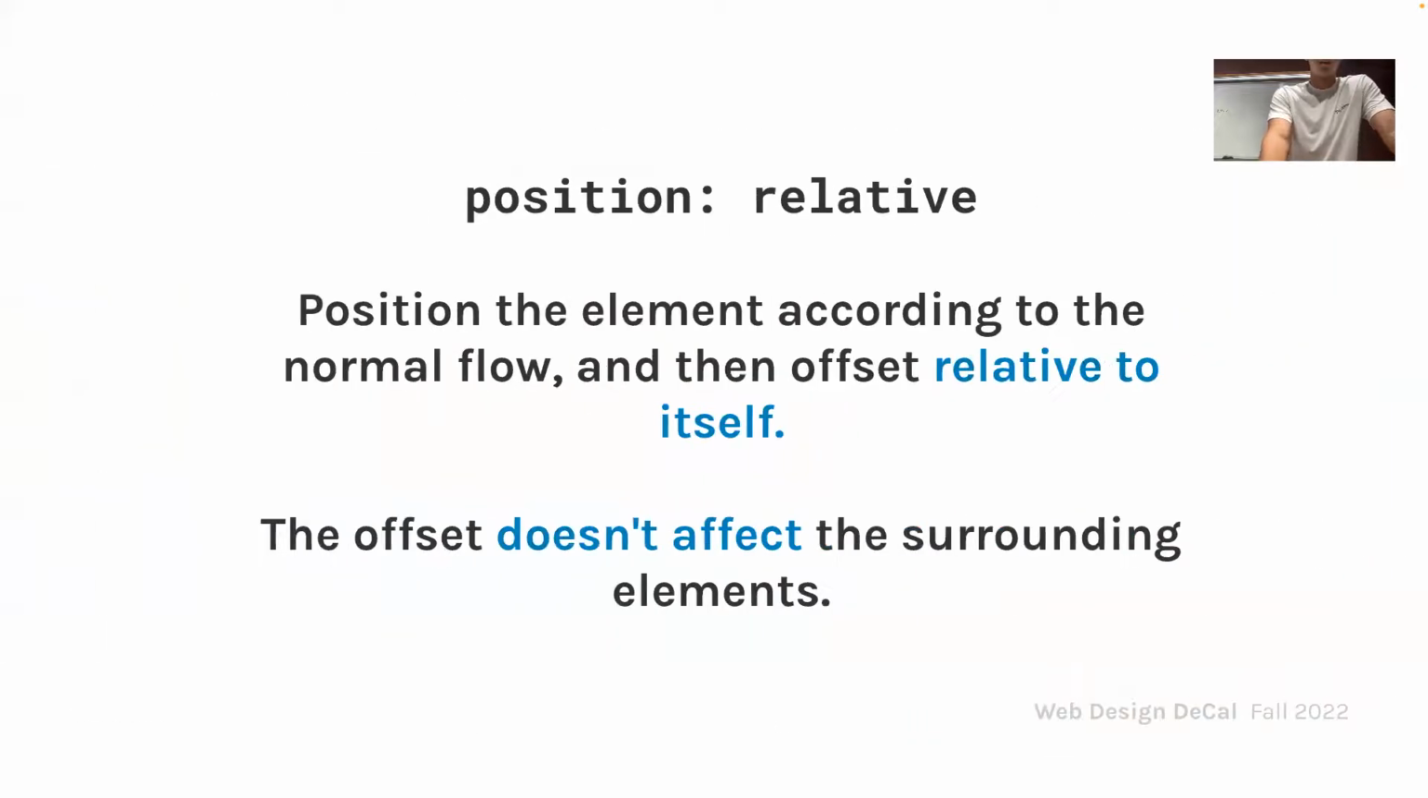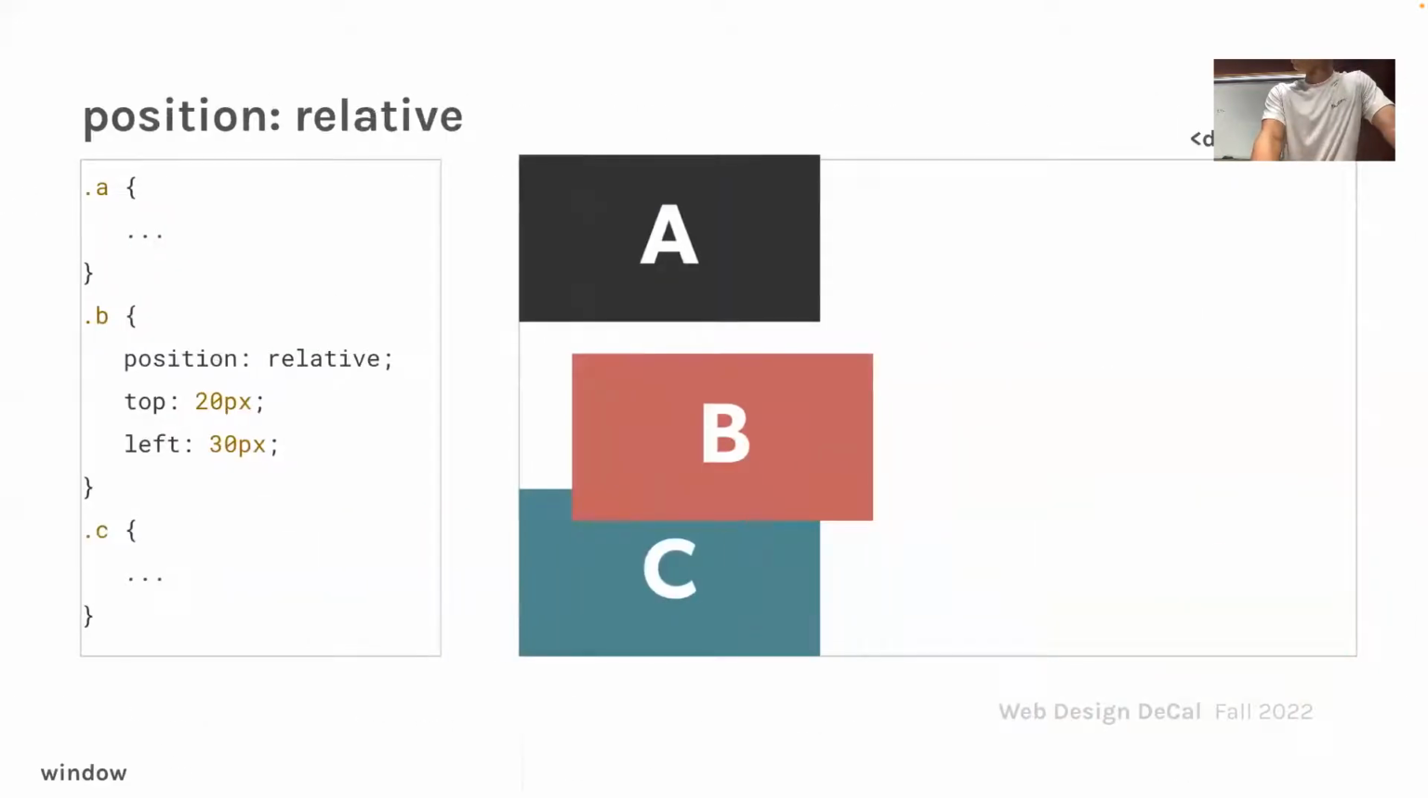So we can get into position relative. As I said before, it positions the element according to normal flow and then offsets it relative to itself, as in where it should have been if it was just flowing normally. And the offset doesn't affect any of the surrounding elements. I think this would be best demonstrated with an example. Say we take box B and then we have position relative. This is the same CSS property and value that we've seen before. And then top 20 pixels. So we add 20 pixels on the top between where it should have been and where it is now. And we add 30 pixels on the left of where it should have been.